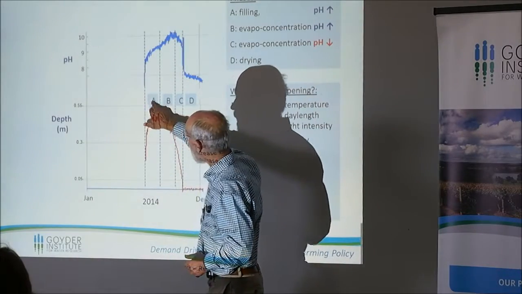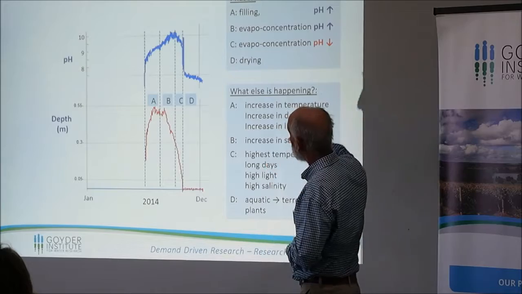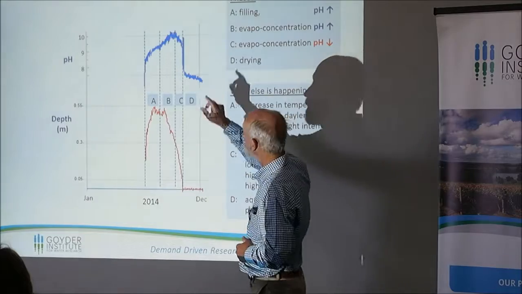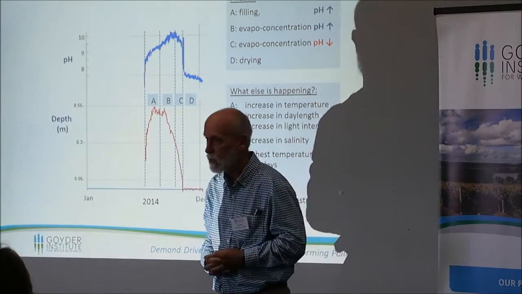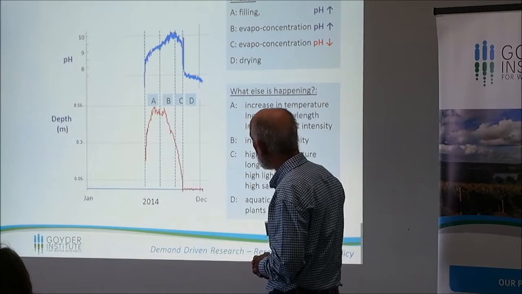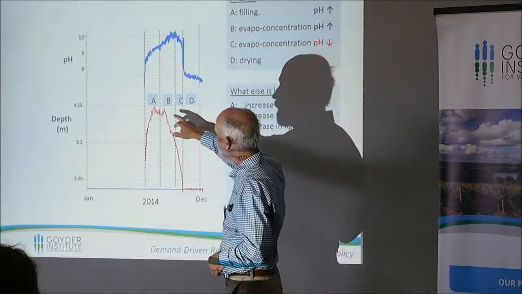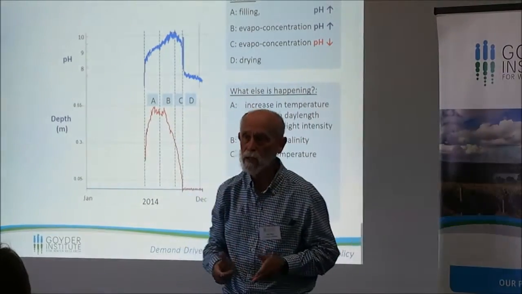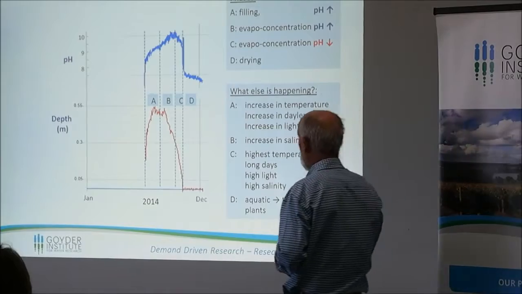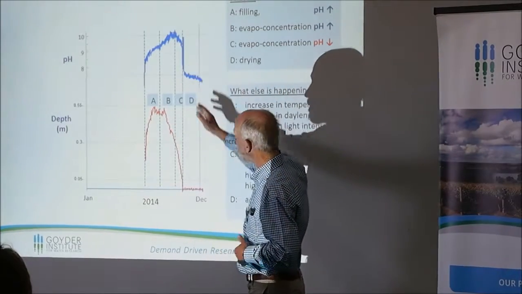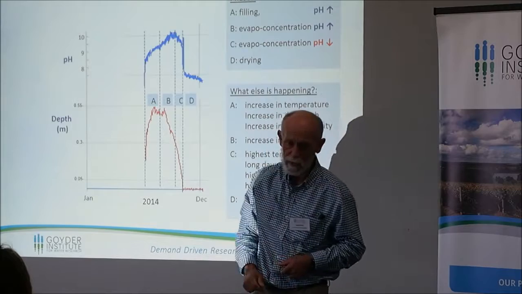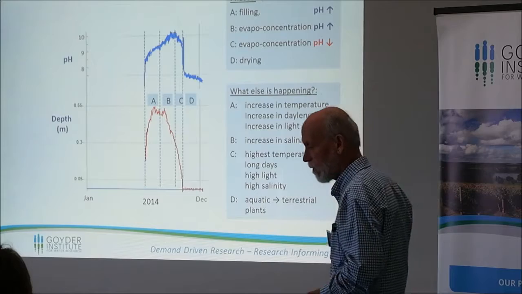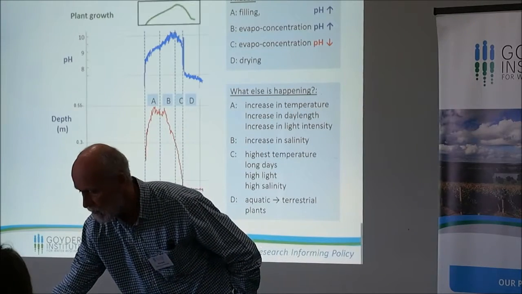If we go into this A phase, what's actually happening is that we've got filling, and at the same time as we've got filling, there is an increase in pH. Then in spring, it stabilises, and then it begins to dry out. At the same time, we're continuing to get an increase in pH. Then as the season goes on and the water level declines, the pH reaches a maximum and then starts to go down, and then of course it collapses again when it dries out. So we have to have a look at what's actually happening in each of these phases.